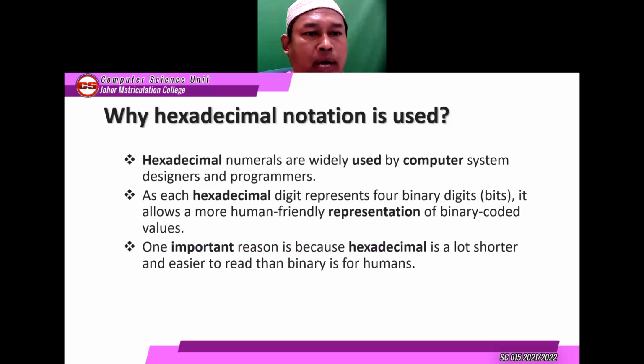Hexadecimal number is widely used by computer system designer and programmer. Maksudnya, number system ini, hexadecimal ini digunakan oleh programmer untuk memendekkan ataupun memudahkan untuk kita membaca.